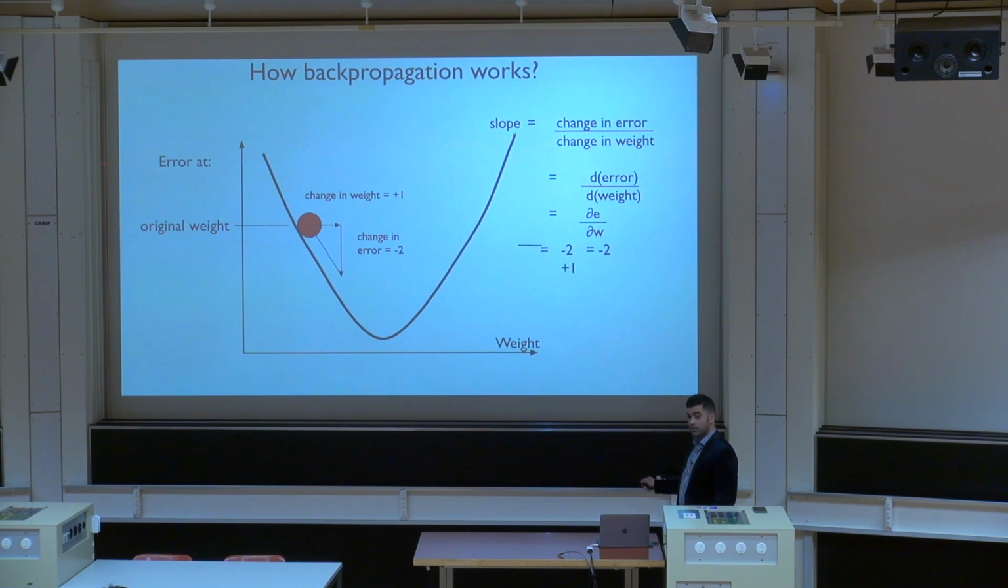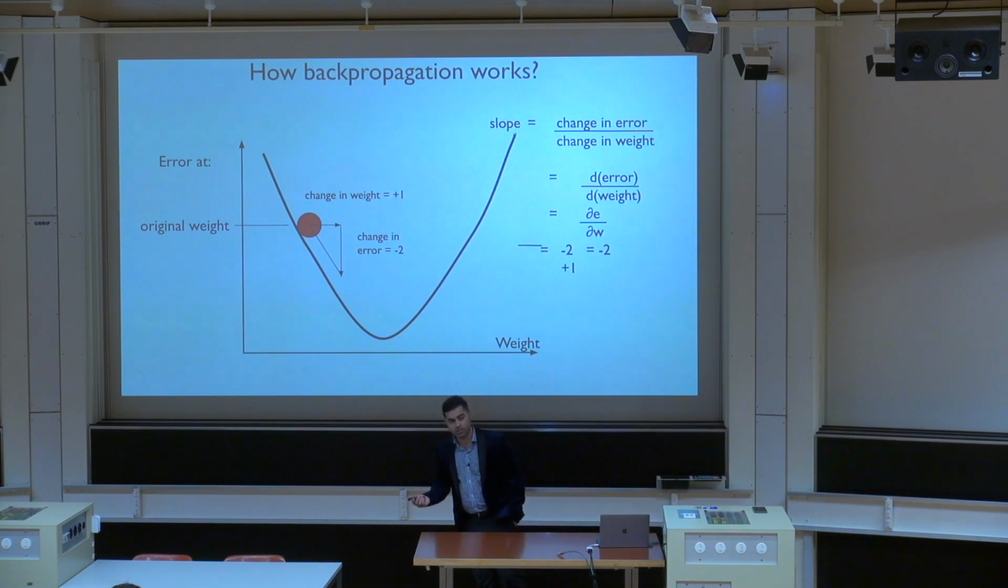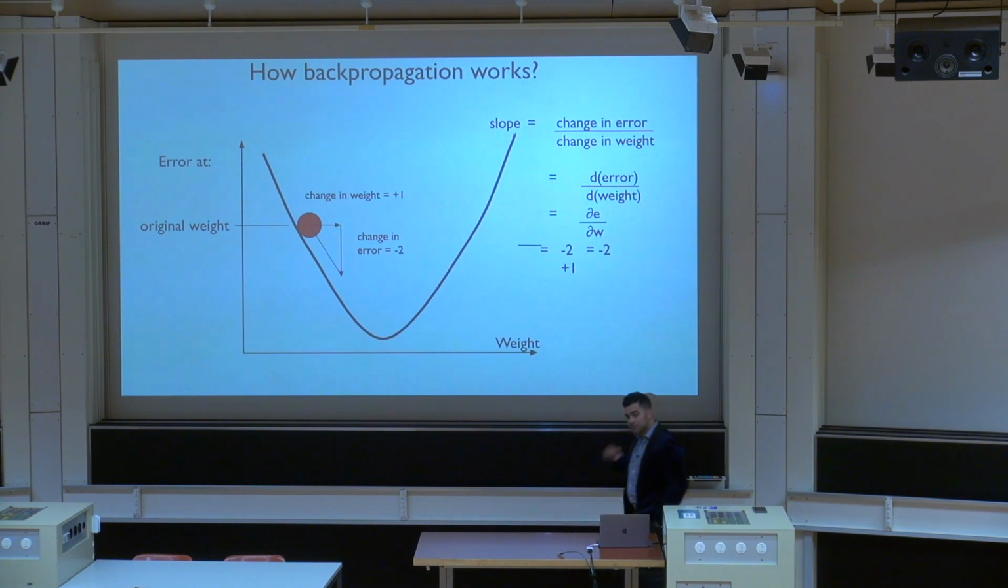function, or the change in error with respect to changing your weight. In this case, if I change my weight by 1, how much will your error change? The answer is -2. So the slope is going to be -2 divided by 1, which is -2, right? So this -2 doesn't tell you where the minimum is, but gives you the direction where we should go, or how we should change the weight to get the minimum value for the loss function.